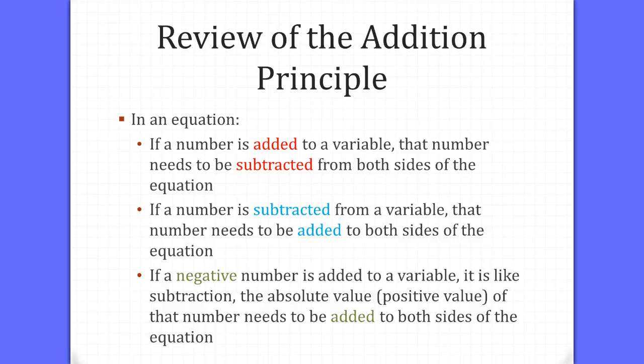Here is a review of the addition principle. In an equation, if a number is added to a variable, that number needs to be subtracted from both sides of the equation. If a number is subtracted from a variable, the number needs to be added to both sides of the equation. And if a negative number is added, it is like subtraction, so the absolute value, the positive value of that number, needs to be added back to both sides of the equation.